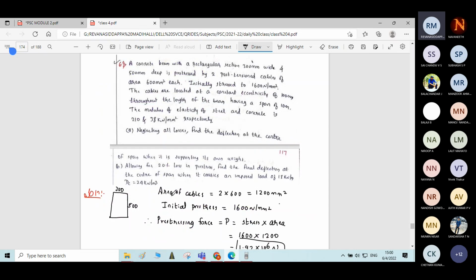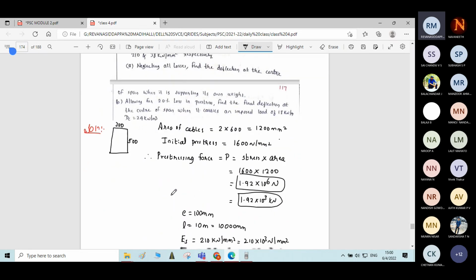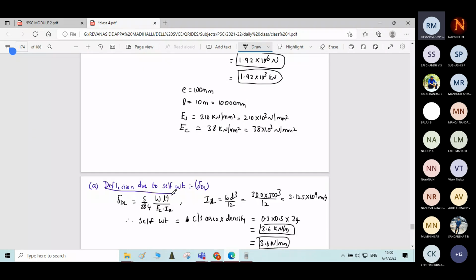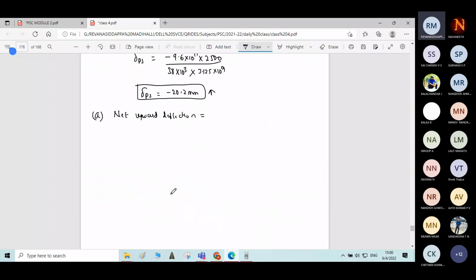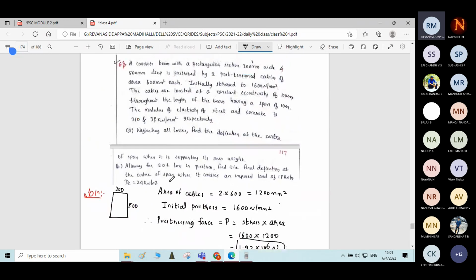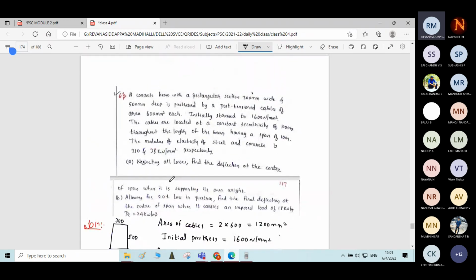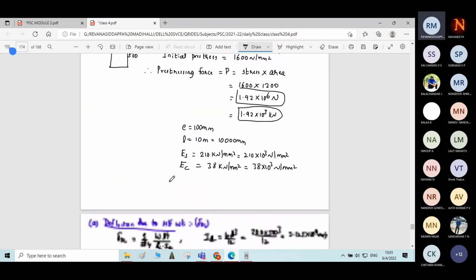Okay. So excluding the line load, we have to find the deflection. Deflection due to dead load plus deflection due to prestress. Excluding the deflection due to line load, we have to find the net upward deflection. He clearly says in the problem, when it is supporting its own weight, that's it. You have to find the deflection at the center of the span when it is supporting its own weight.